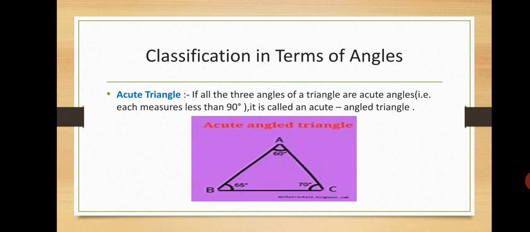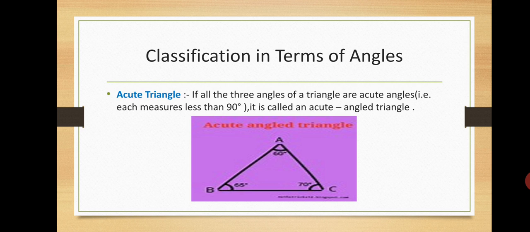What is an acute triangle? If all three angles of the triangle are acute angles, meaning the measure is less than 90 degree, it is called an acute angled triangle. If we look at this figure, angle A is 60, angle C is 70 and angle B is 50 degree.